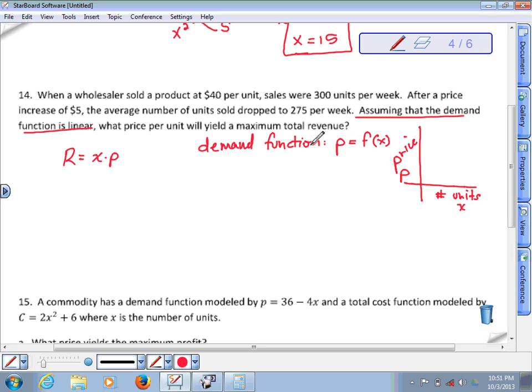So if we try to form ordered pairs from this number, for example, this is an x value because it's the number of units. This is a price value. So we form that into an ordered pair, x comma p, the point becomes 300 comma 40. If we try to form this statement into an ordered pair, price went up $5, that's a price of $45, and they only sold 275 units, so that's 275, 45.